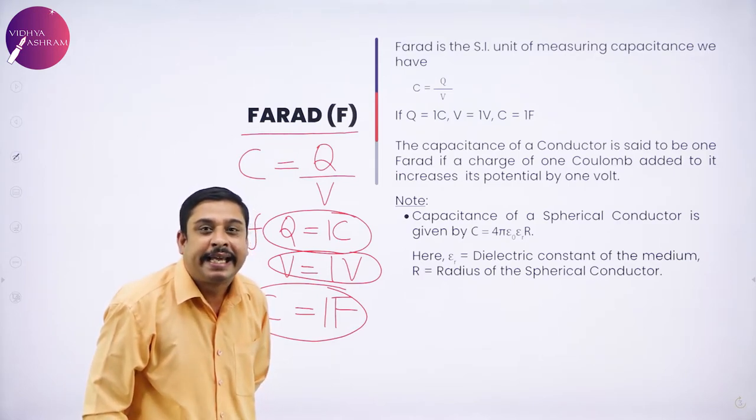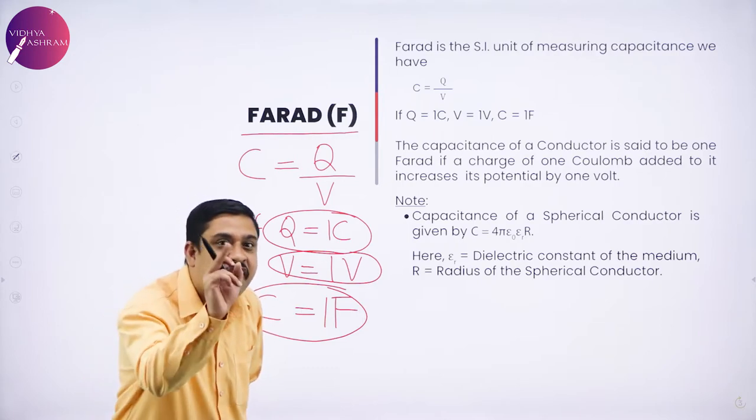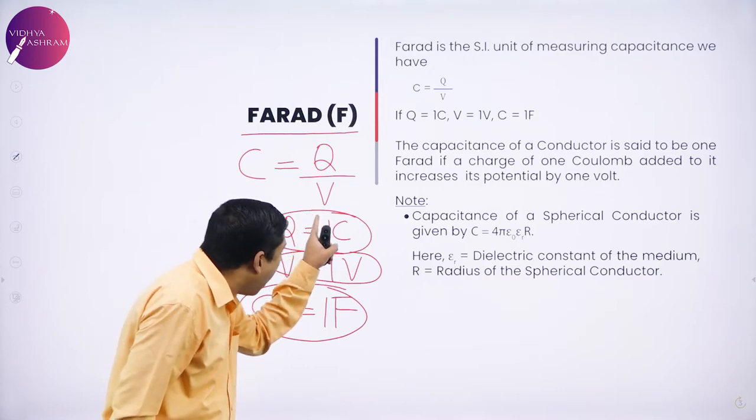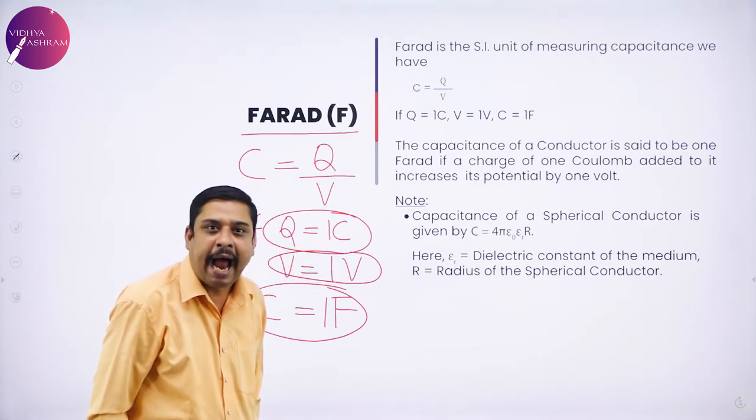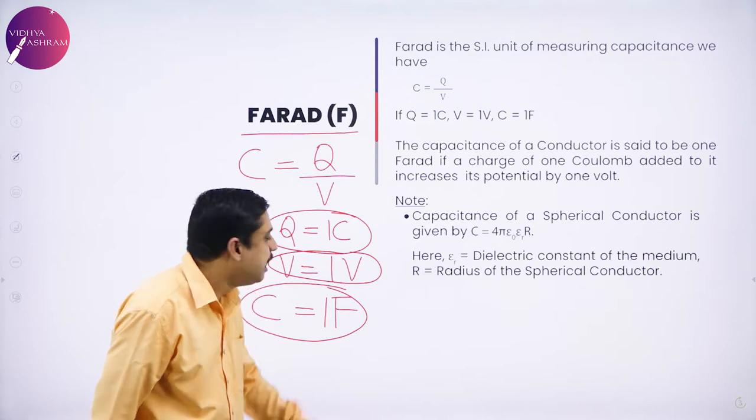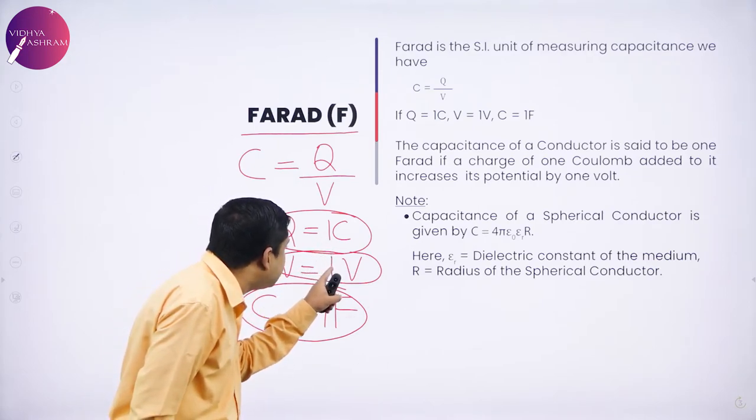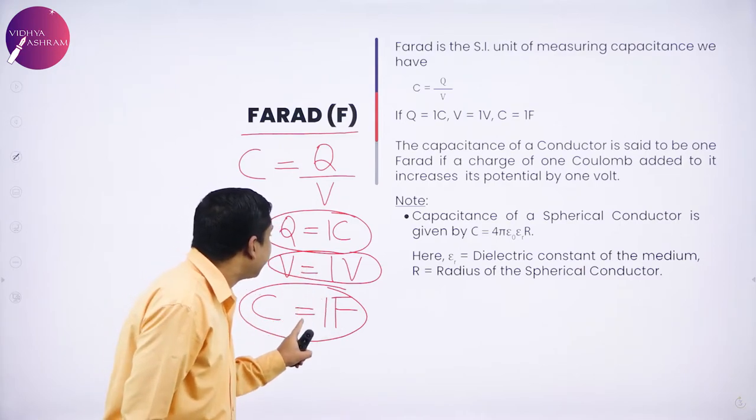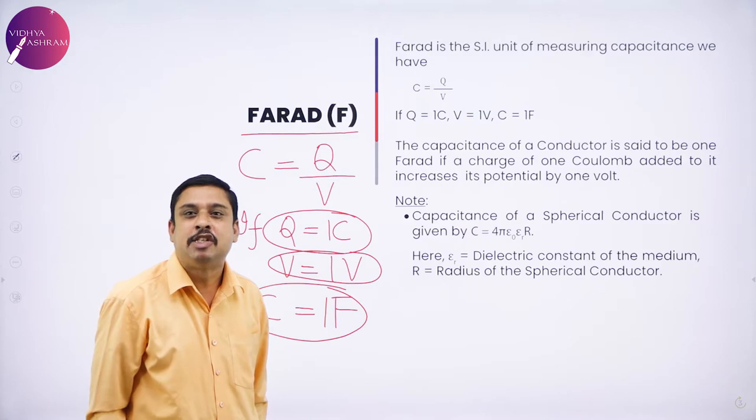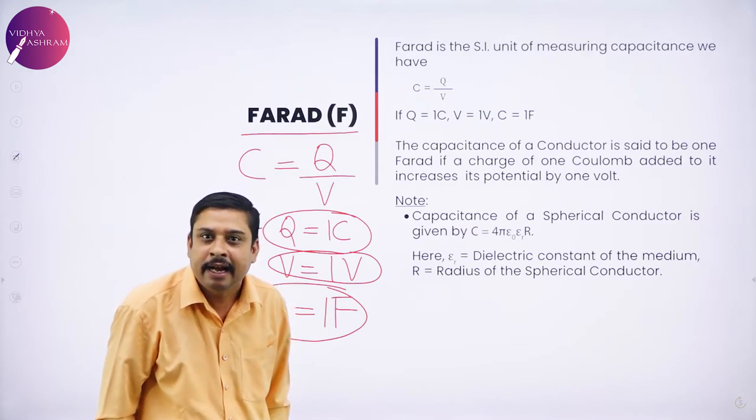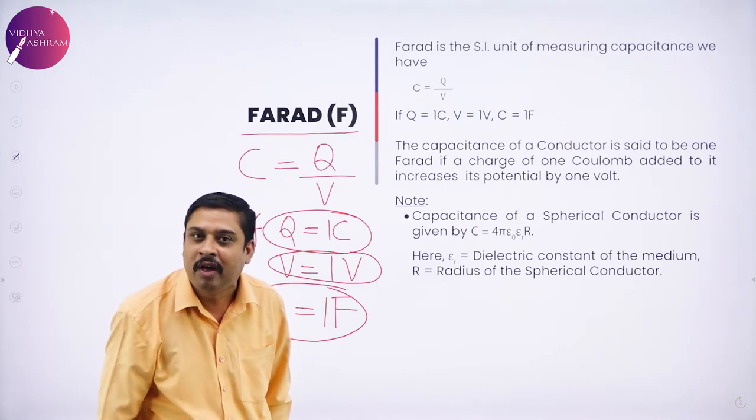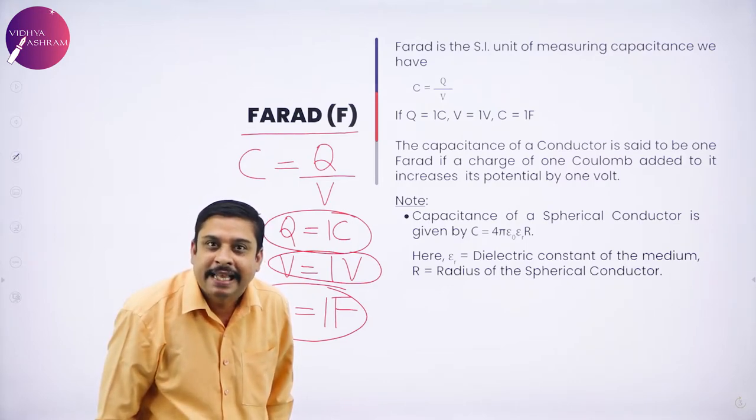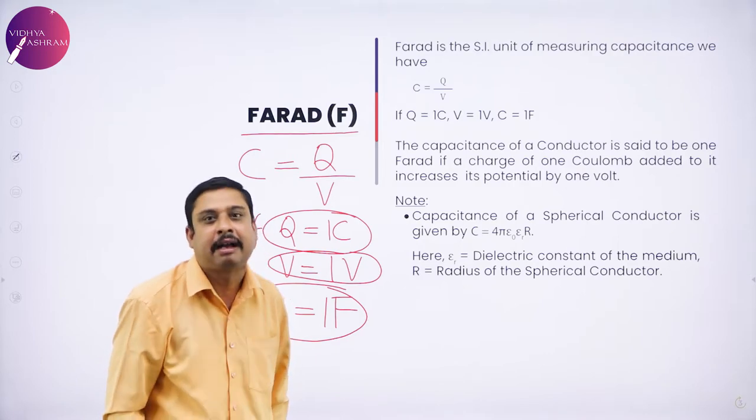So when do we call capacitance 1 farad? When a charge of 1 coulomb added to a conductor increases its potential by 1 volt, then the capacitance is said to be 1 farad. So then, what is farad? The SI unit of measuring the capacitance of a conductor.